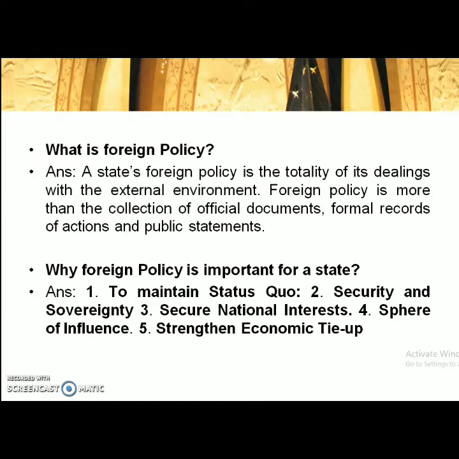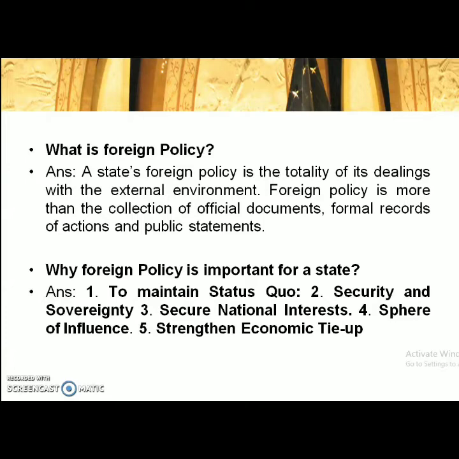The second one is security and sovereignty. From a traditional point of view, foreign policy has been considered as that mechanism by which the country can secure its security and sovereignty. It is very interesting to note that the security and sovereignty of a country, although it is a matter of an internal environment, largely depends on the external environment and external threats. A country's security and sovereignty hence depend on the perception of the neighboring country towards them.